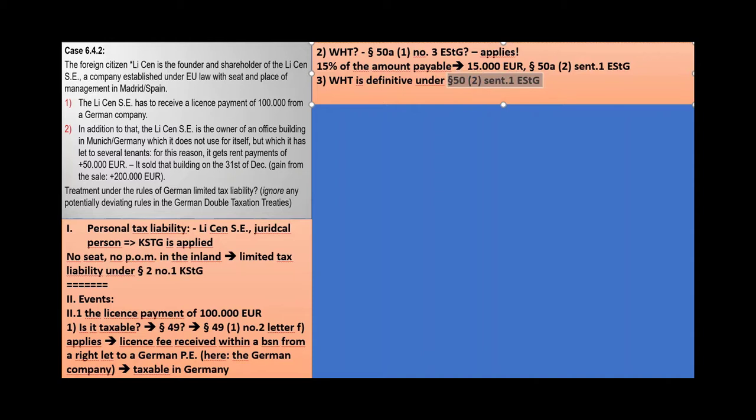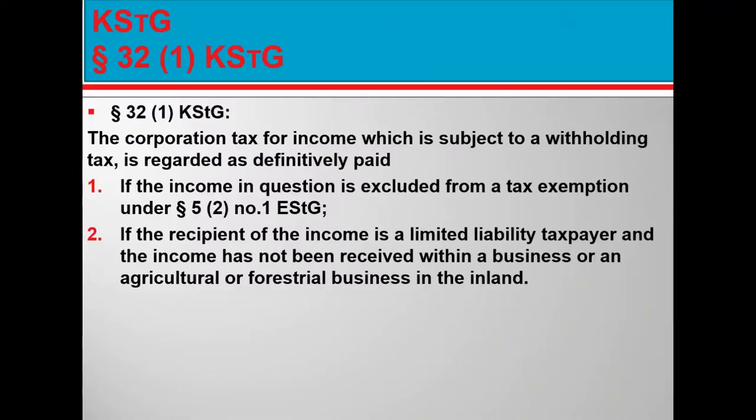Very brutal and simple. We have a KStG case. And the income tax, which is declared as definitive in ESTG 52, is not paid by an SE. An SE pays corporation tax, and you find the corresponding rule in 32 KStG. So it should be worth the moment to look there.